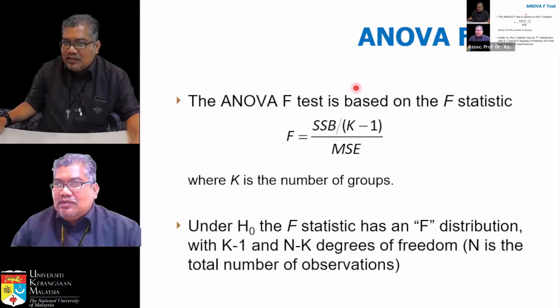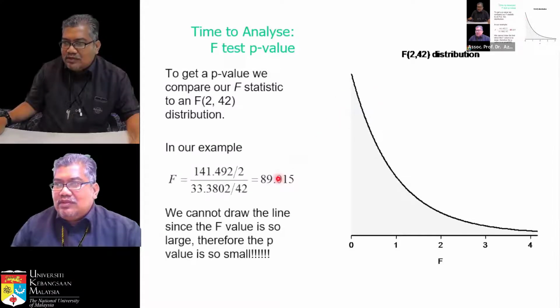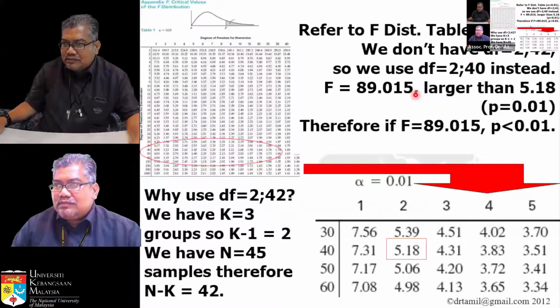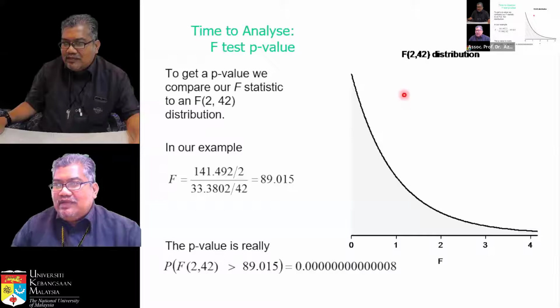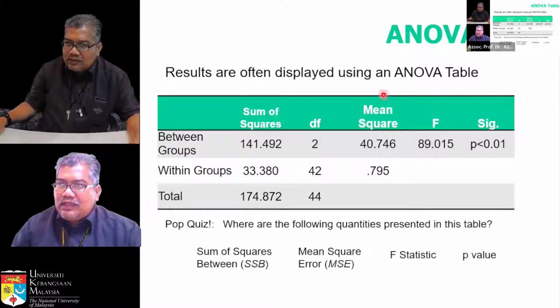So why do we teach the manual method? Because we just want to highlight the fact that when you use ANOVA, you generate the value F. This value F is based on the SSB divided by the MSE. Then from there you have to refer to the table to get the p-value. And here the p-value is very, very small. So that is ANOVA.